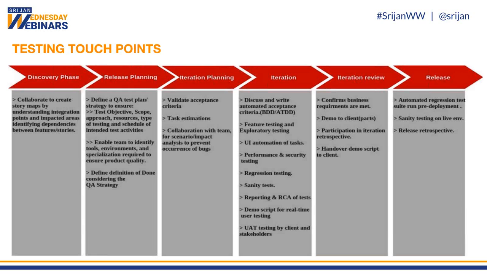QA people will be discussing the stories with developers, and they will be discussing the scenarios. And after discussing the scenarios, developers will come to know these are the things they need to cover in the code, and they will actually be able to prevent the bugs.